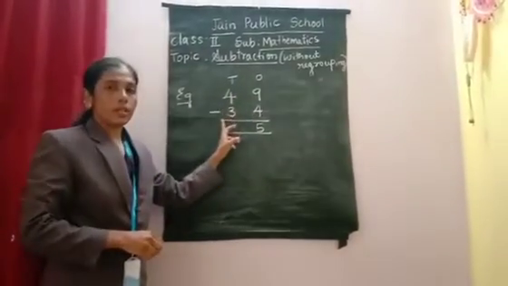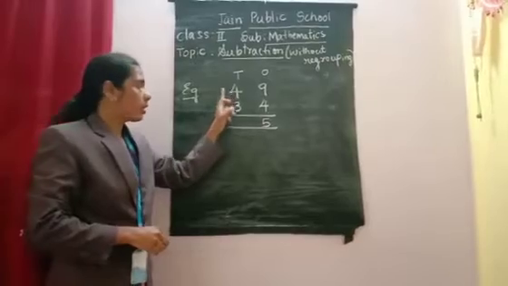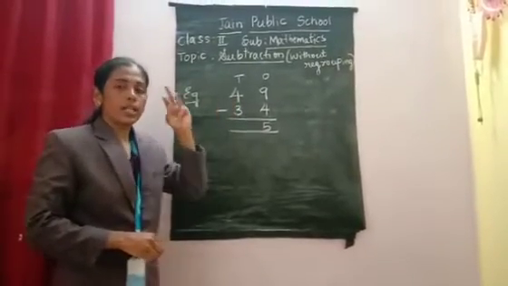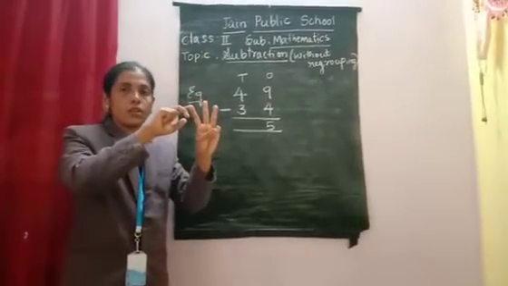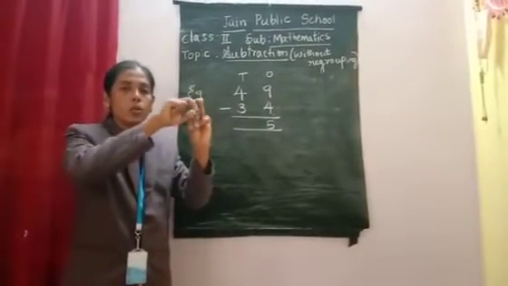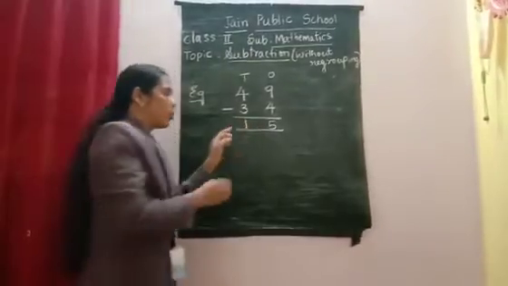Come to the tens place. 4 is the bigger number. 3 is the smaller number. 4 in mind, 3 on the finger. You should count the before numbers of 4: 3, 2, 1. What is the answer? 1 is the answer.